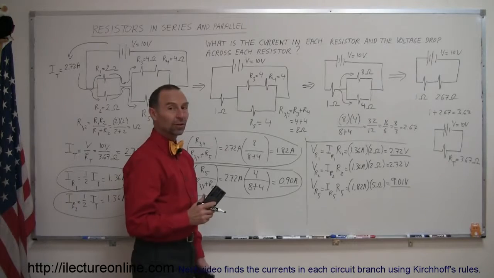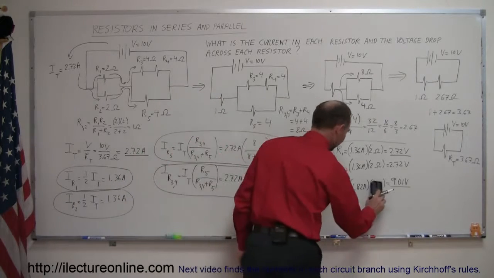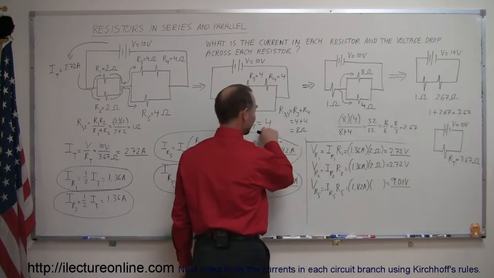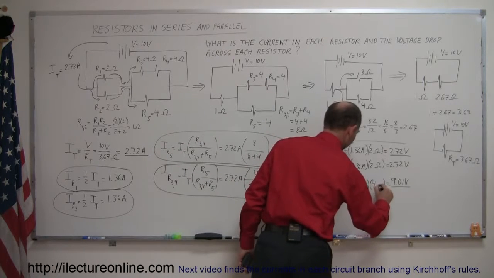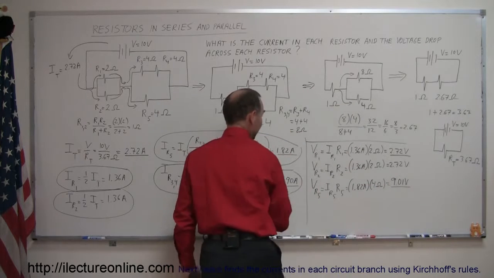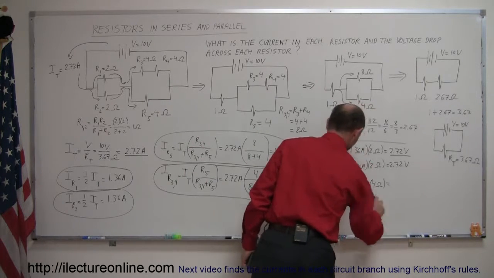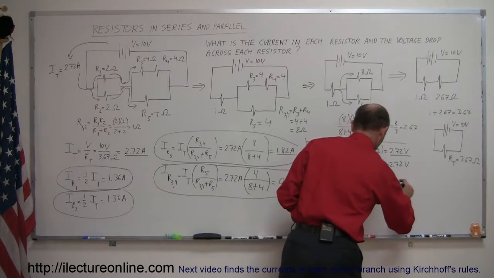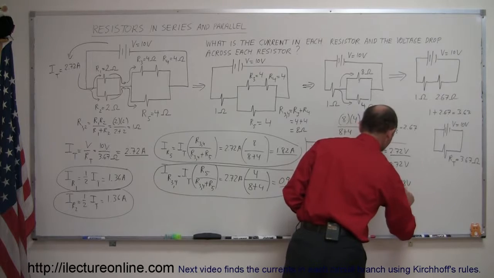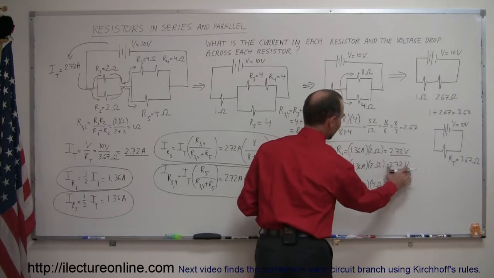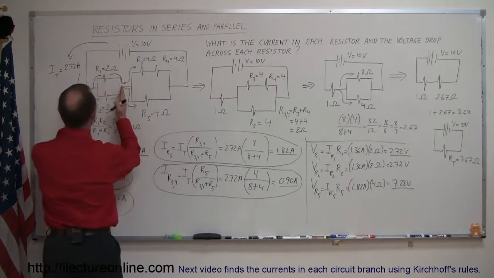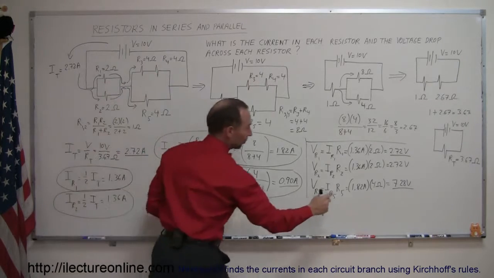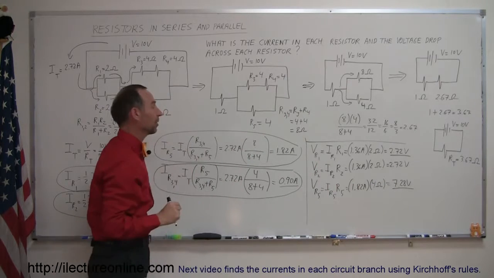So I just noticed an error. I put 5 ohms down for R5 instead of 4 ohms. So 4 ohms gives us a different value for the voltage drop across R5. We get 1.82 times 4, which is 7.28 volts. And that makes sense because the voltage drop across here plus the voltage drop across there must add up to the voltage of the battery. So 7.28 plus 2.72 does add up to 10 volts.